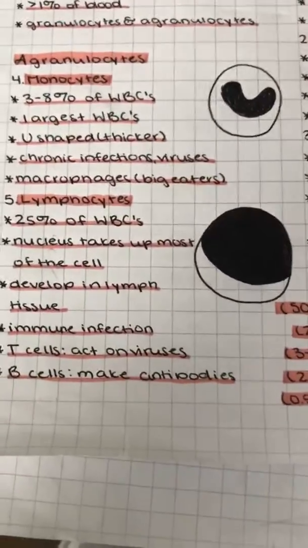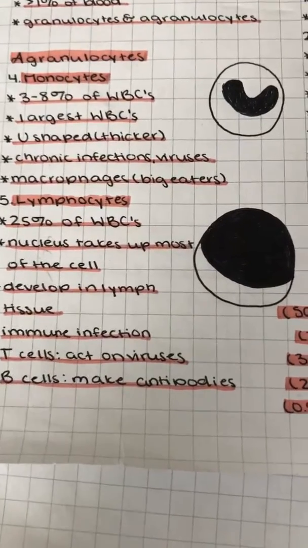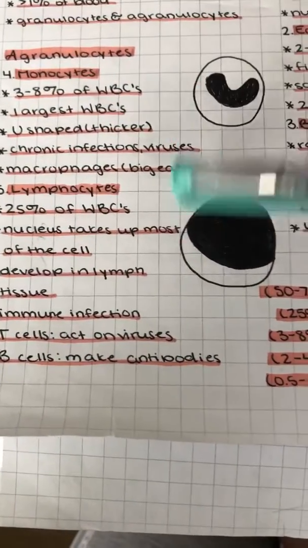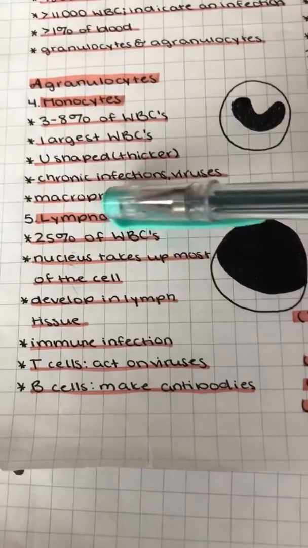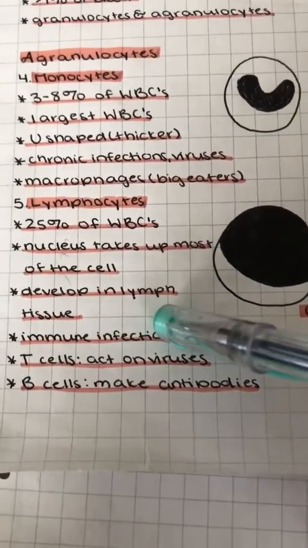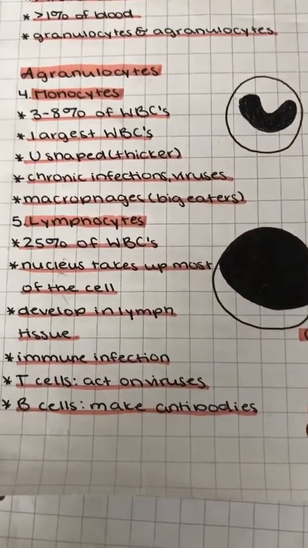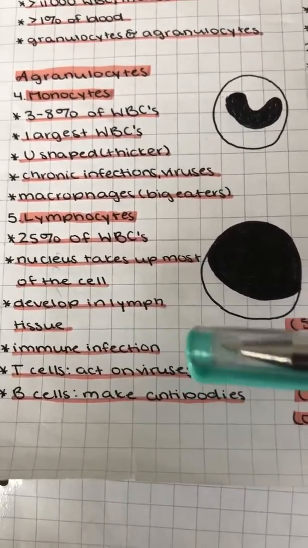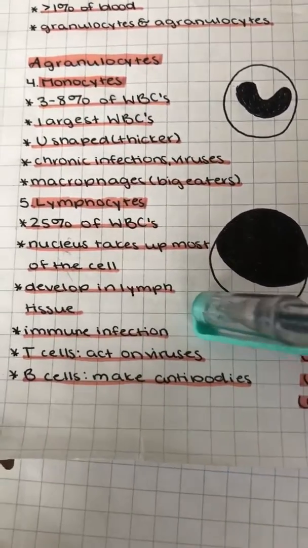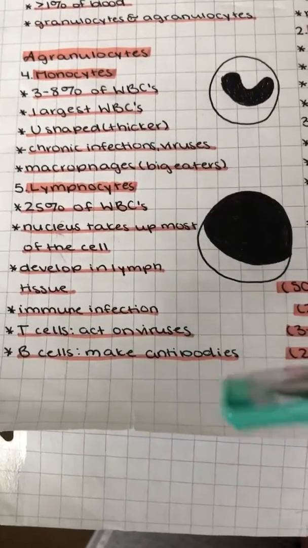Then we have our last one, which is going to be lymphocyte. Lymphocyte is going to be 25% of all white blood cells. The way you're going to indicate this one, their nucleus is going to take up most of the cell. Lymphocytes develop in those lymph tissues. Remember, you can find lymph tissues underneath the neck, underneath the armpits, in the groin area. They're going to be the ones that indicate an immune infection, something going on in the immune system. There's 2 types of lymphocytes.